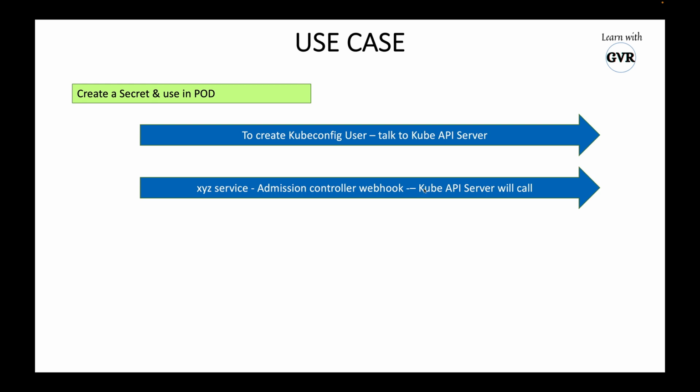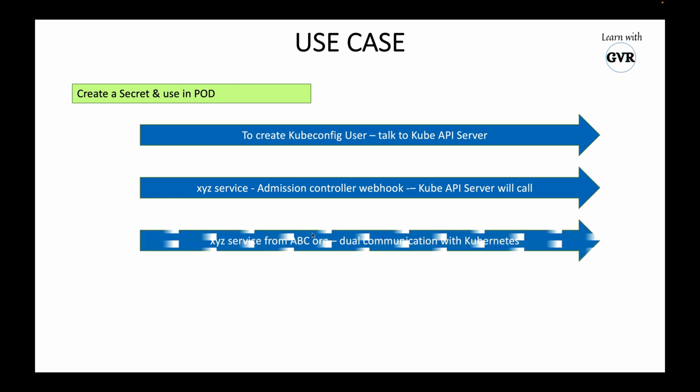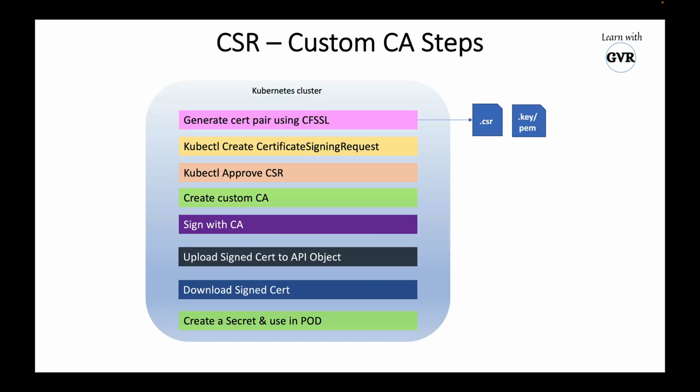In that case, the kube-apiserver will call this service, correct? It's a reverse direction. In that case also I need a certificate, right? How will you create that certificate? By using a CSR. Now for an XYZ service from an ABC organization, say I want dual communication, you can do that also. So it's like you are authorizing your own certificates with Kubernetes, right?